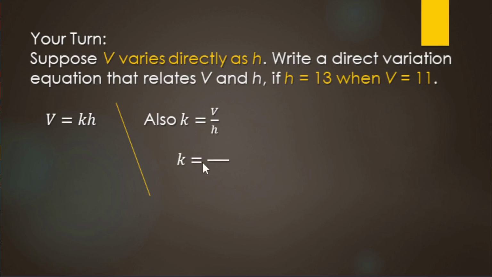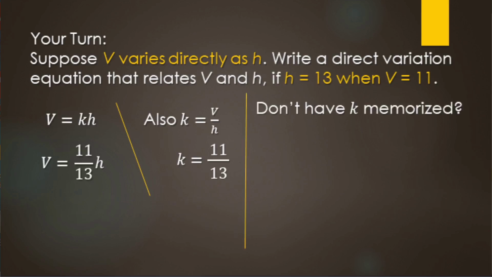So there we go. K is going to equal, the V is 11. So V gets replaced with 11. And then the H is 13, so H gets replaced with 13. So now here we go, back to where our answer is going to go. V equals K times H. And K was 11/13. 13 doesn't divide into 11, so we're just going to leave it as a fraction.